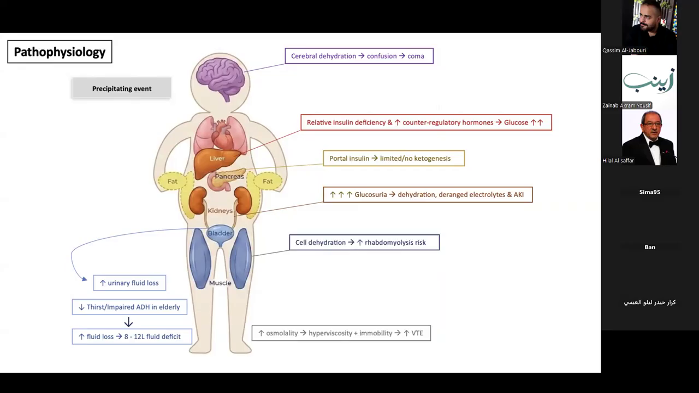This severe dehydration and fluid loss will also lead to muscle injury and increased risk of rhabdomyolysis. And this will even exacerbate the acute kidney injury seen in those patients and the electrolyte disturbances. And this combination of high osmolality and dehydration, and the fact that they tend to be immobile, will increase the risk of venous thromboembolism. Is it all clear so far?